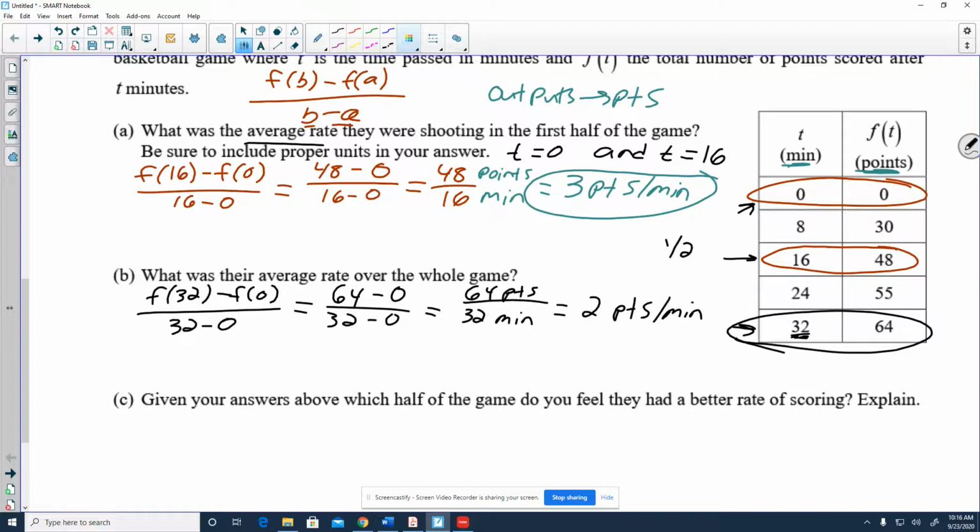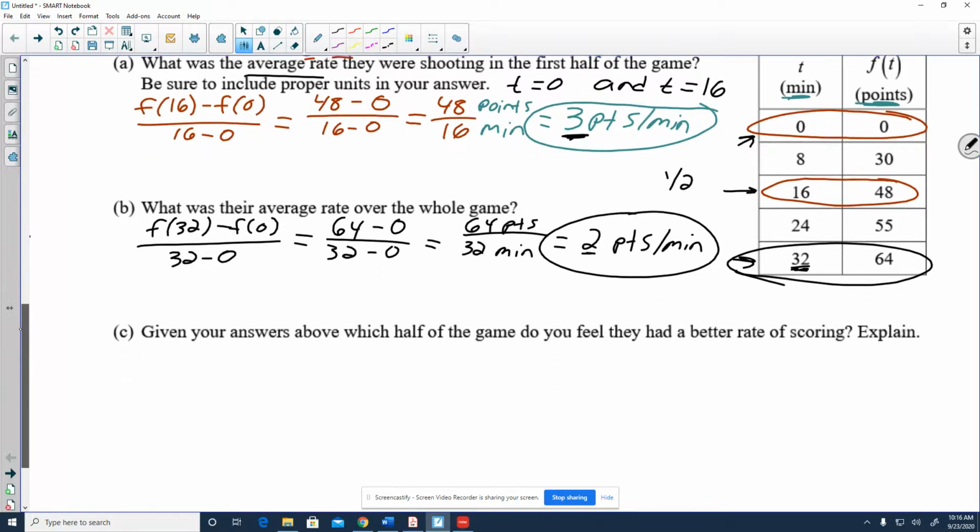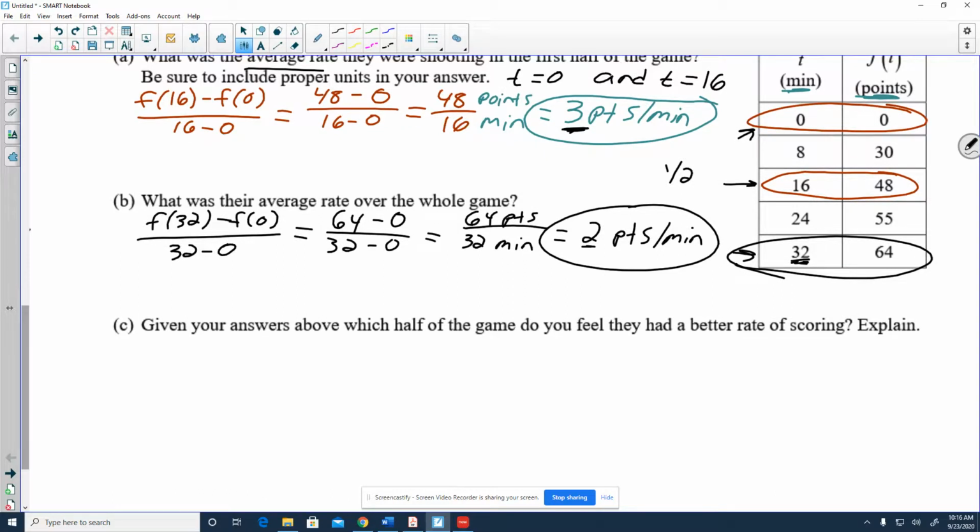Now the last question says, given your answers above, which half of the game do you feel has a better rate of scoring? From looking at these answers, in the first half we have 3 points a minute, and in the second half we have 2 points a minute. So the half with a better rate of scoring was the first half. The reason is that for the entire game, our average rate went down, but for the first half, our rate was higher.